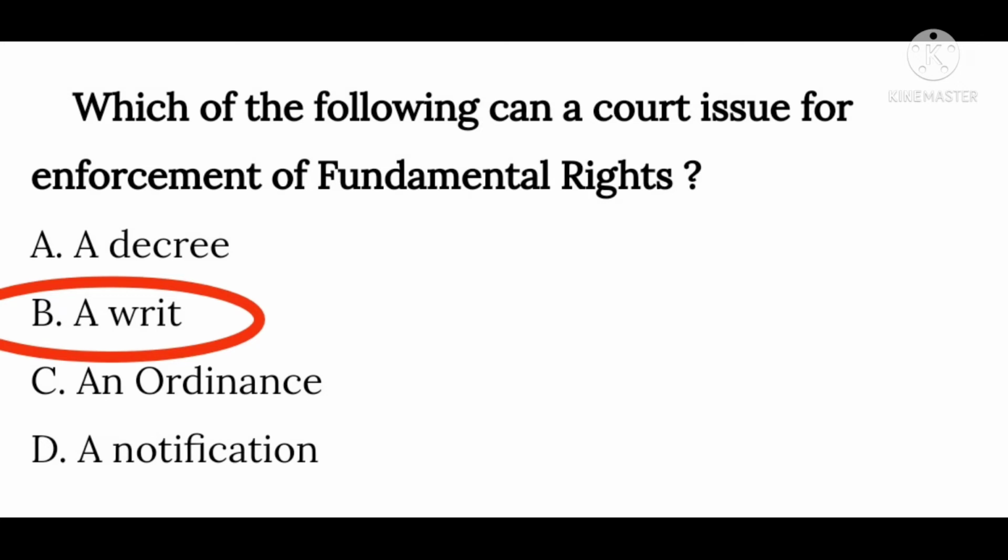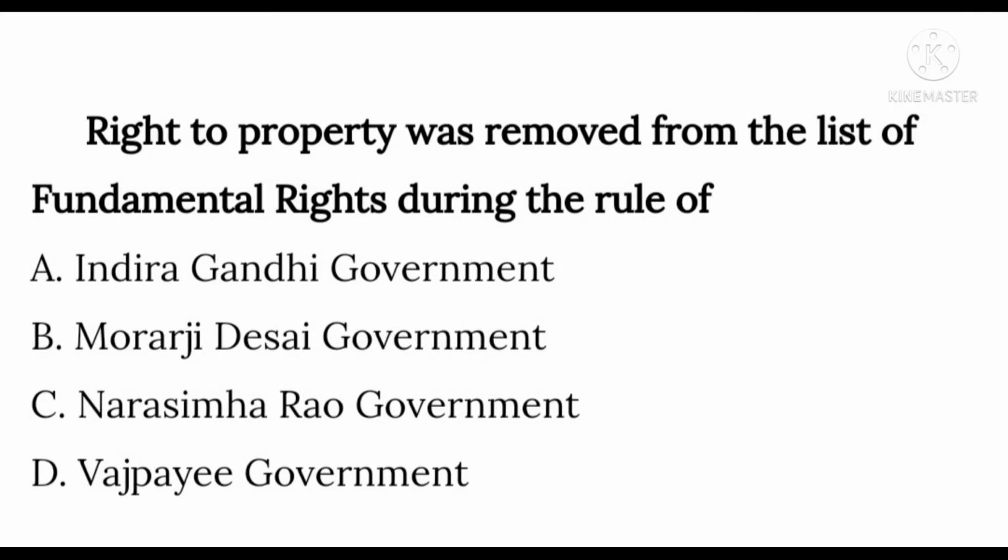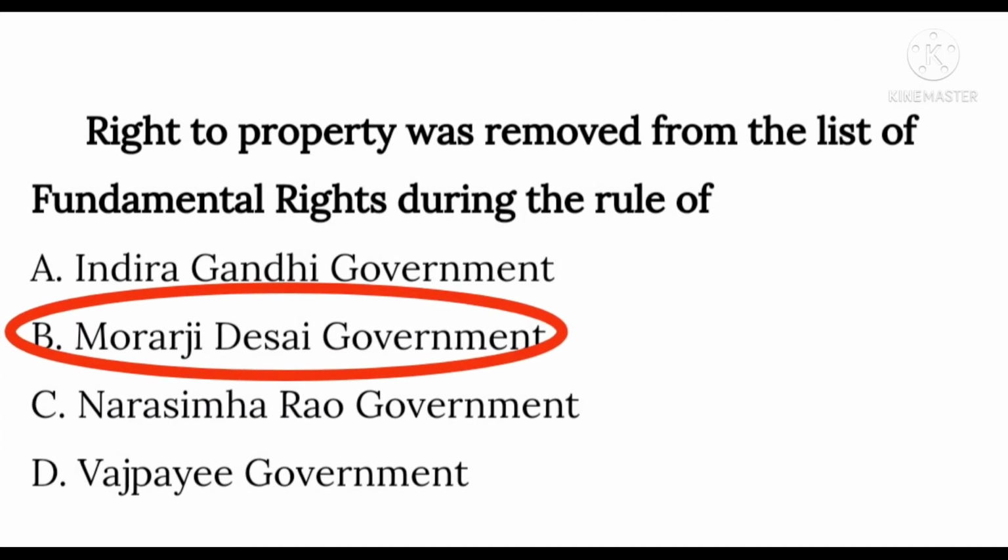Then the next question. The right to property was removed from the list of fundamental rights during the rule of option A, Indira Gandhi government. Option B, Morarji Desai government. Option C, Narasimha Rao government. Or option D, Vajpayee government. The right answer is option B, during the rule of the Morarji Desai government.